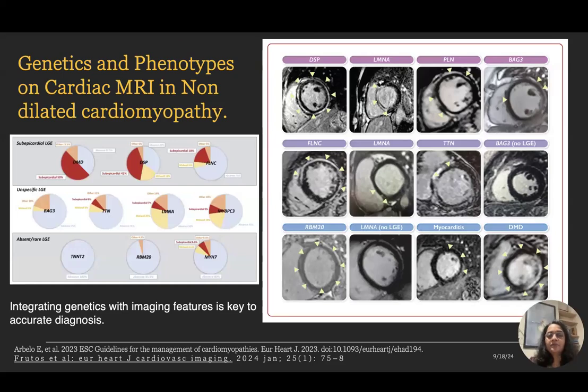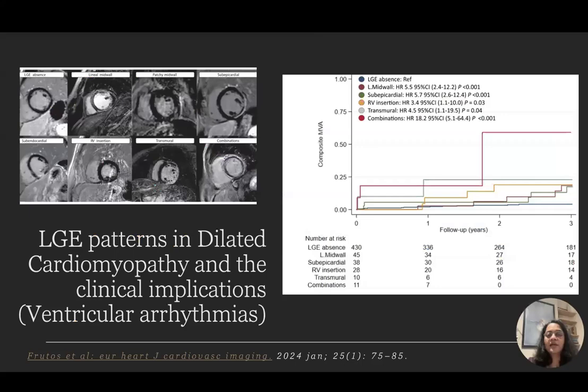While diagnostic patterns on cardiac MRI may suggest the diagnosis, definitive diagnosis requires genetic testing. We're learning more about genetic mutations and patterns on LGE. Certain genetic mutations, such as desmoplakin, filamin C, lamin A, and phospholamban mutations, can present with a ring-like enhancement pattern on LGE. Integrating genetics with imaging features is key to diagnosis. While the pattern of LGE can help us with diagnosis, the presence, distribution, and extent of LGE in dilated cardiomyopathies is associated with adverse prognosis.